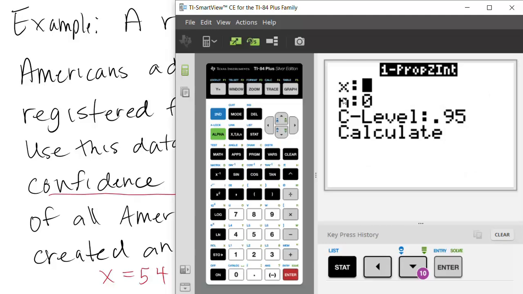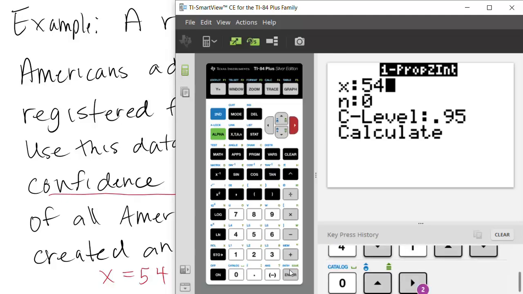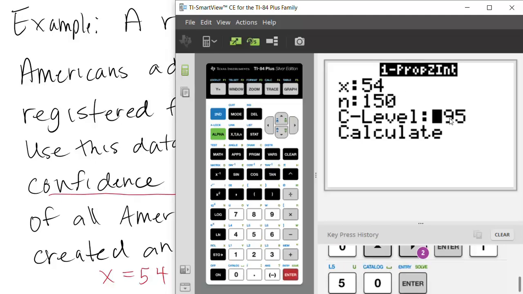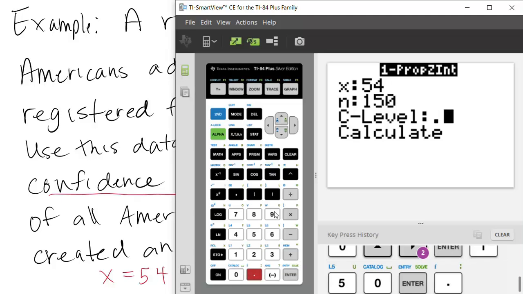And you see it prompts you for X, N, and a confidence level. It uses the same notation that we mentioned before. The number of observed successes was 54. The sample size is 150. And you can see that from a previous example, I already have the 95% in there. You just type 0.95. Enter.